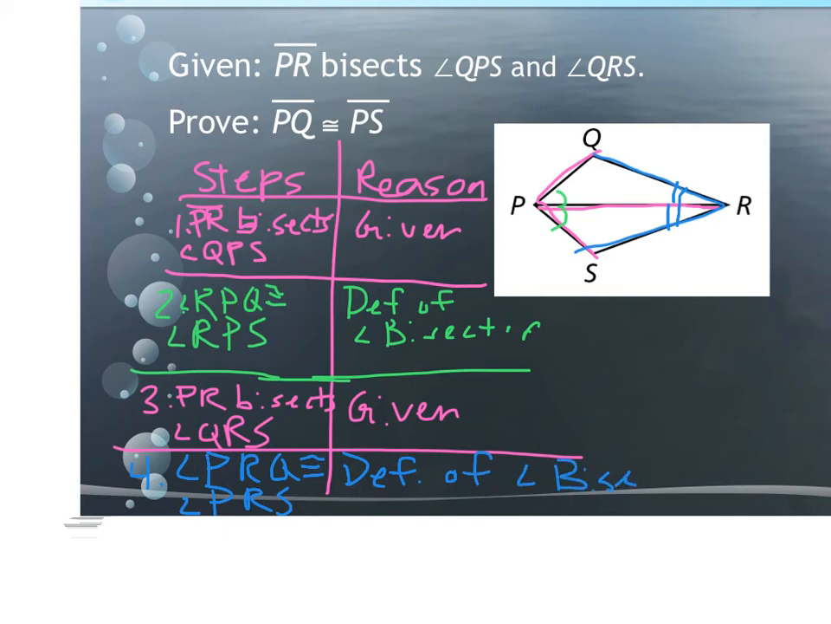So basically you're just breaking it up. It's the same thing, but you're breaking it from one angle to another. Because PR is bisecting both of these angles, the pink angle and the green angle, I just broke it up into 2 different steps. If you wanted to, you could write the 2 givens together, but you just have to include that RPQ is congruent to RPS and PRQ is congruent to PRS. So both of these steps too. It's just easier to break it up. Whatever is easier for you, you can do. There's more than one way to write a proof, just as long as we get to the same conclusion.